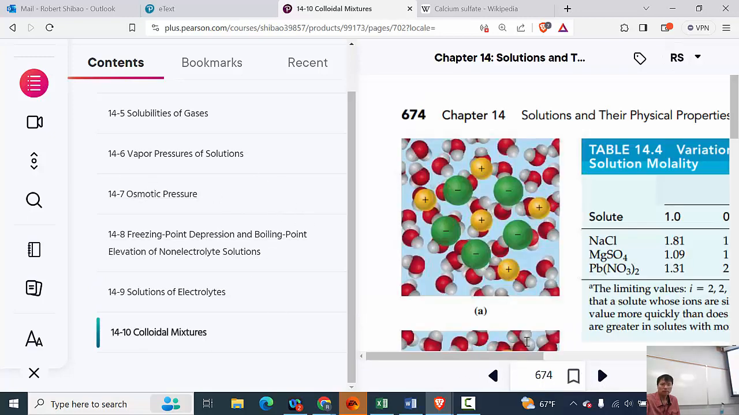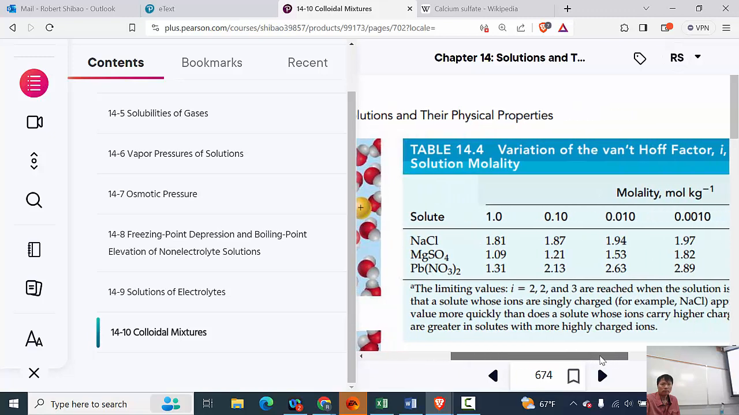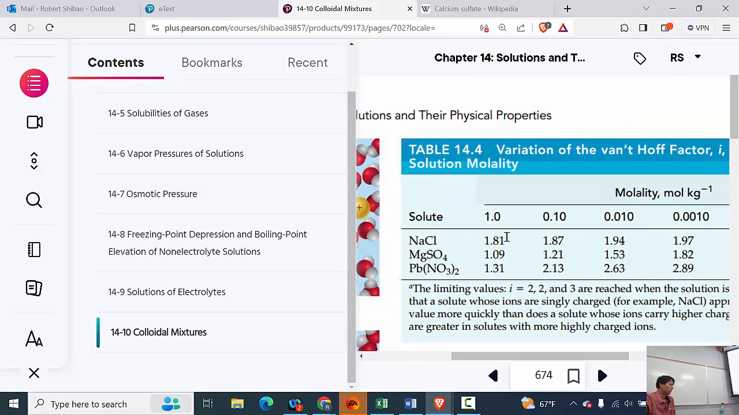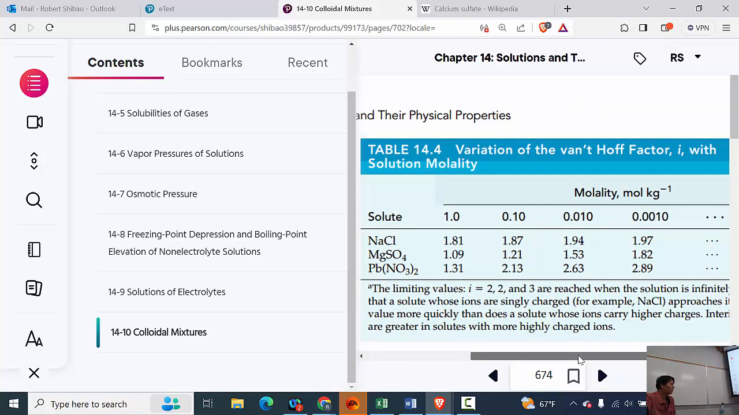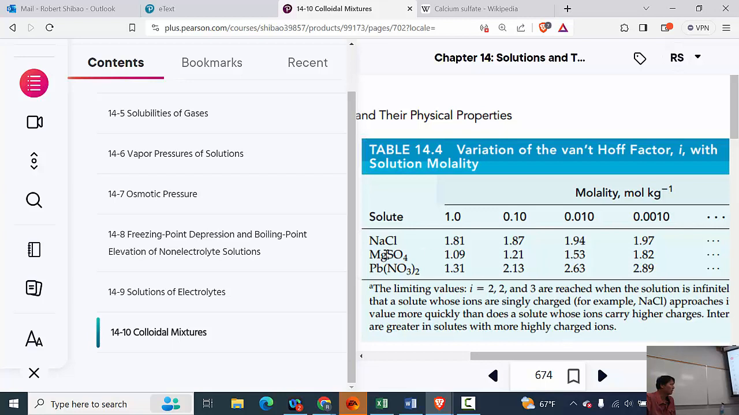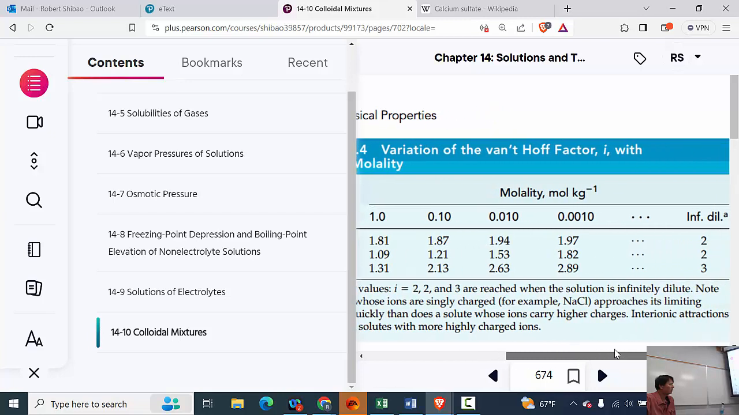Close this here. We already see quite significant deviations. This is a +2, -2, magnesium sulfate. We already see significant deviations here. Well, actually, what are they, roughly? So at 0.001, this is molality.